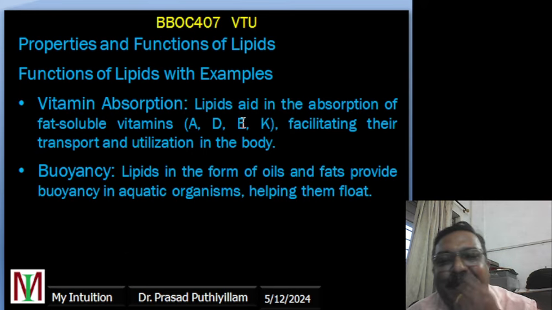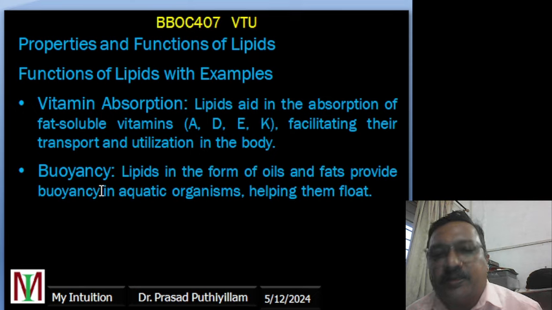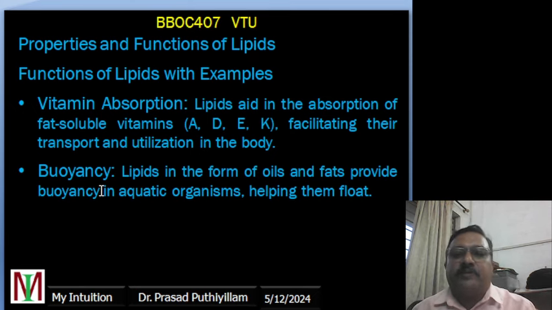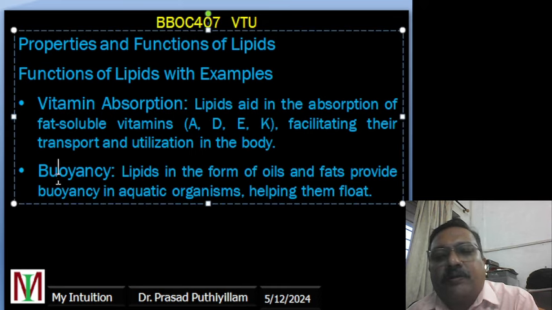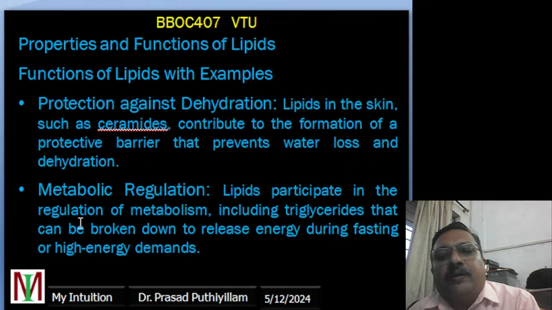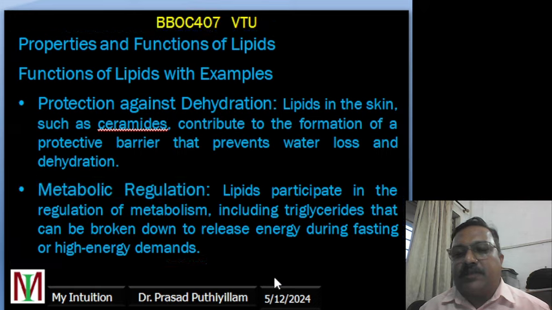Then comes the vitamin absorption. Vitamins like A, D, E, K can be carried through our body using lipids. These vitamins can dissolve in lipids. Then buoyancy. Then protection against dehydration: lipids in the skin such as ceramides contribute to the formation of a protective barrier which prevents water loss and dehydration. Then it is used for metabolic regulation.